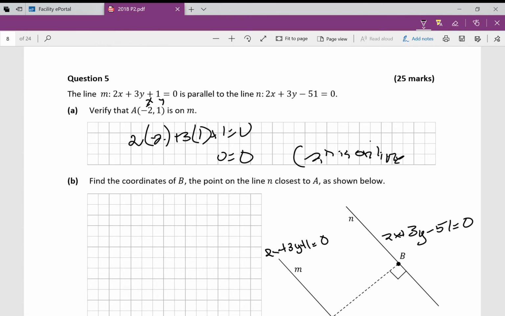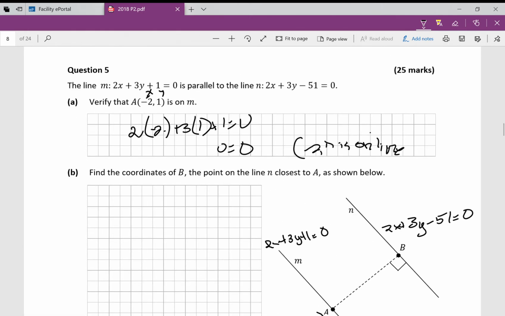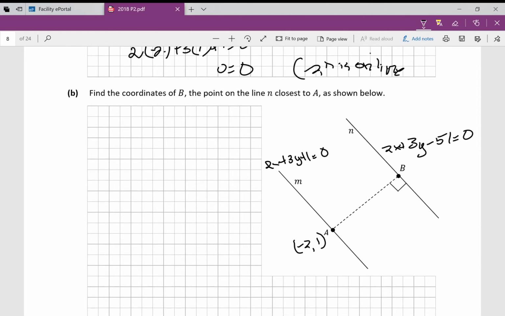Right, part B. I've just written in the equations of the lines there. There's M, there's N. We know point A, and they want me to find point B. Remember, this is its closest, so that's the perpendicular distance. That means that's a right angle. They've indicated right angles over there. I'm going to get the equation of this line, and then do simultaneous equations with that line and N to get the coordinates of B.